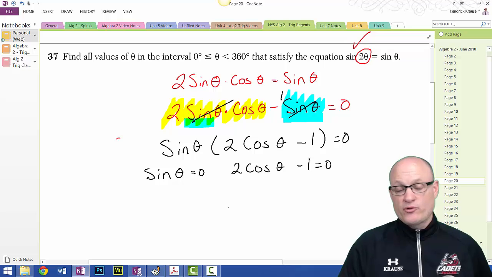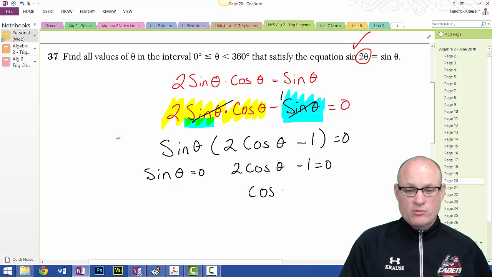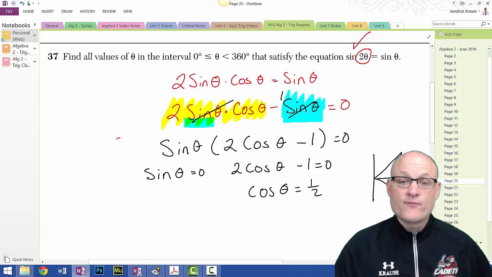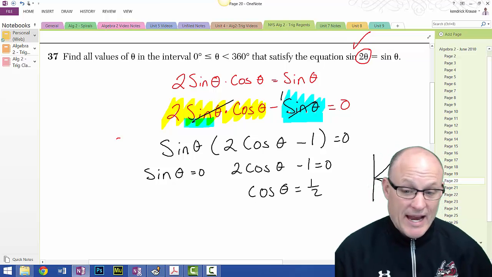Now I refuse to do the work on this. It's just cosine theta equals 1/2, positive 1/2. Well, cosine theta is positive in the first quadrant, and it's also positive in the fourth quadrant. It will give you 2 answers.